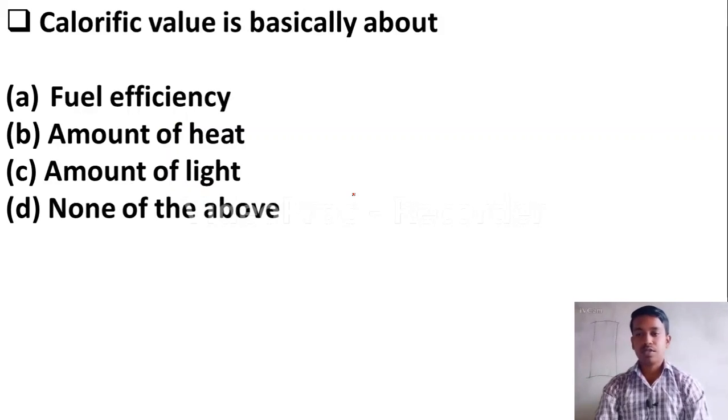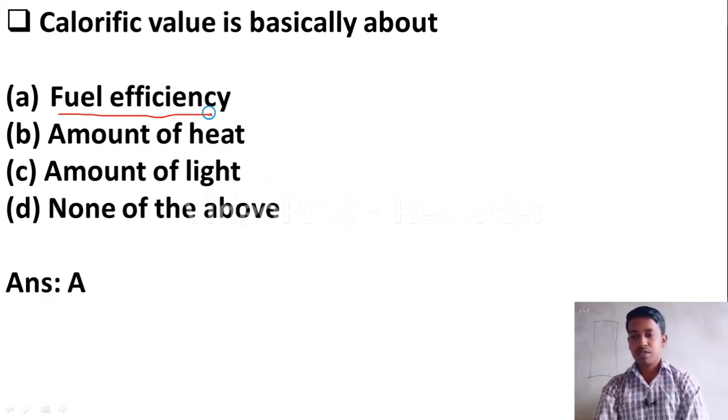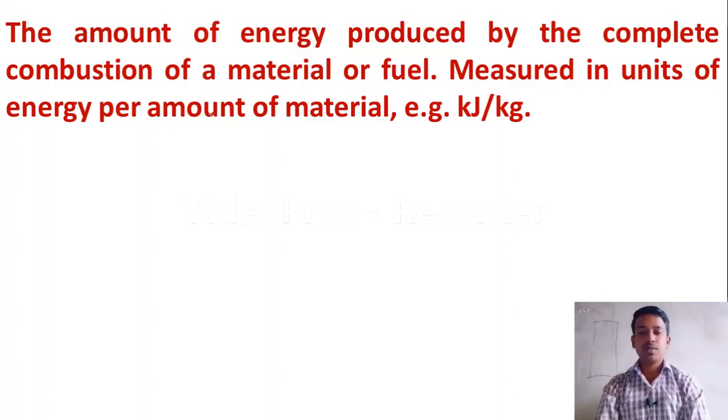Okay, the next question is: calorific value is basically about option A fuel efficiency, option B amount of heat, option C amount of light, option D none of the above. Here the right answer is fuel efficiency. Calorific value is basically about fuel efficiency, the amount of energy produced by the complete combustion of fuel, and it is measured in energy per amount of the material.